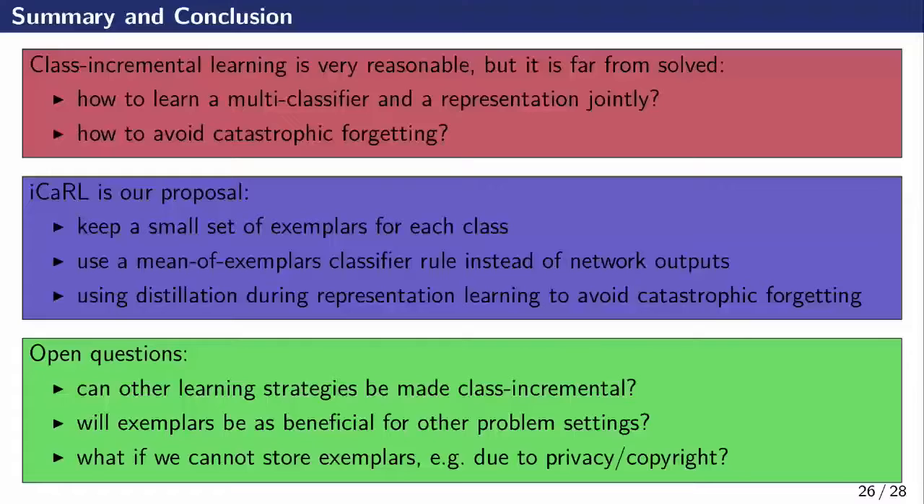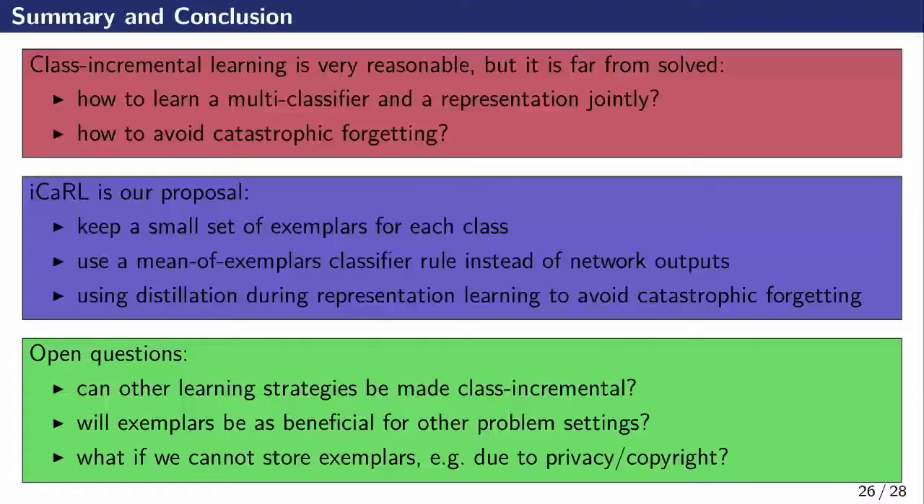The iCaRL method shows that if you just keep a small number of exemplars around, your performance actually becomes much more stable and much better. It's not surprising that additional information will help you, but the amount by which these few examples help really surprised us. And there are several open questions.